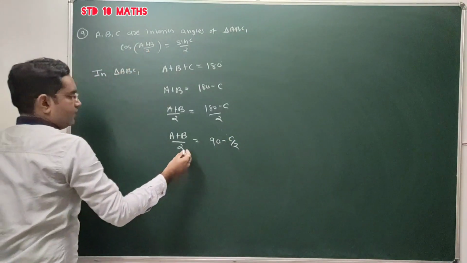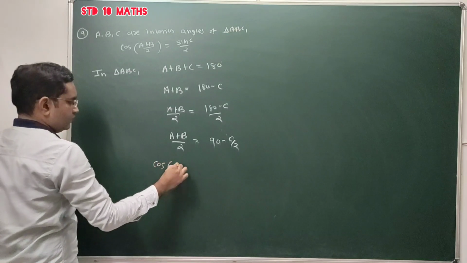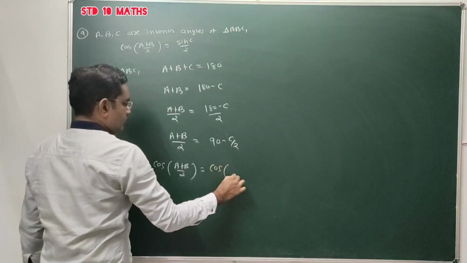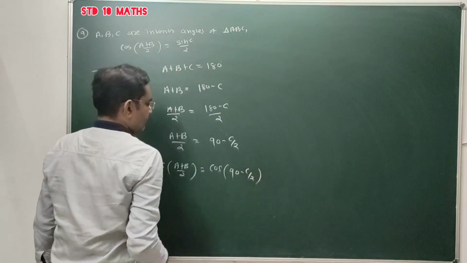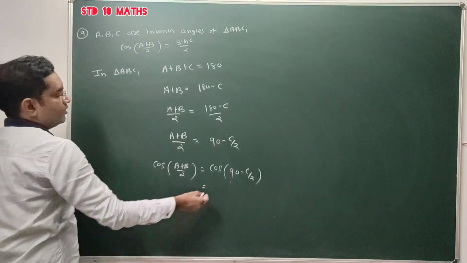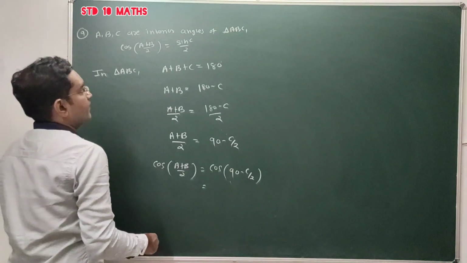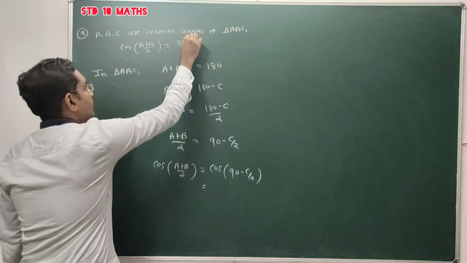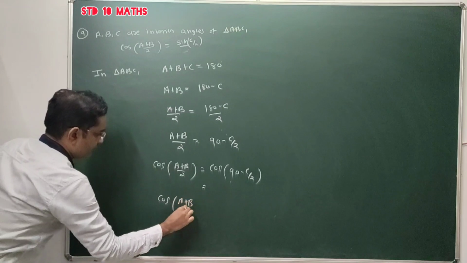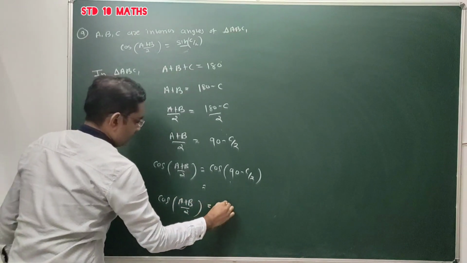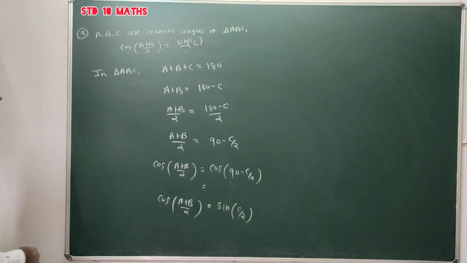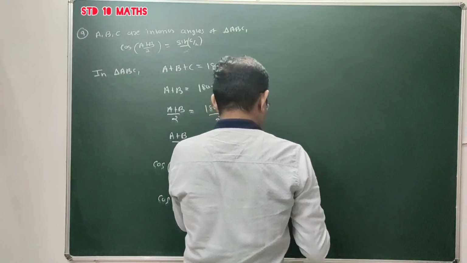Now we require cos. Taking cos on both sides, it's cos of (A plus B) by 2 equal to cos of (90 minus C by 2), the complement of this angle, which is sin C by 2. It is not sin C by 2 like that, this is how sin C by 2 will come. So cos (A plus B) by 2 is equal to sin C by 2. Hence we can prove. This can be asked in 2 marks, not in 1 mark. This is not a 1 mark question.